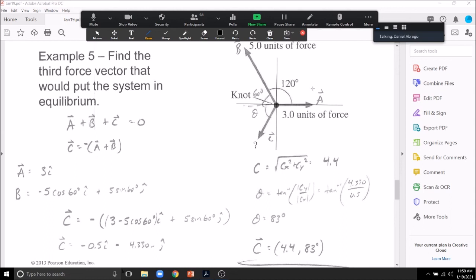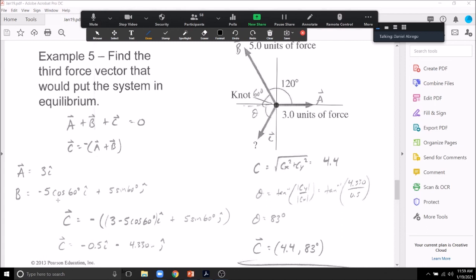Professor, for B, you have negative 5 cosine 60 degrees. Could you use 30 degrees too? You can. 30 degrees would be the angle with respect to the vertical axis, but if you use 30, then your I hat should have a sine 30 on it, and the j hat stuff should have a cosine 30 on it, because now the references have switched because you're using a different angle now.